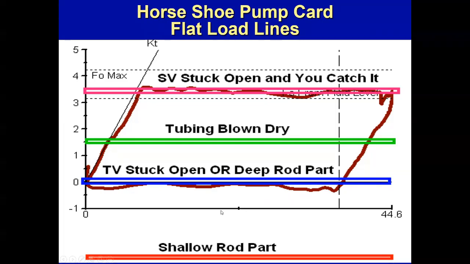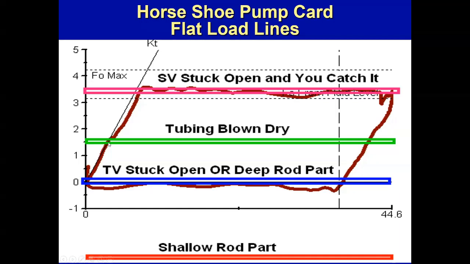If you have a shallow parted rod, that will be below the zero load line. If you have a traveling valve stuck open, then it goes up and down and never lifts loads. If you have a standing valve stuck open, the traveling valve carries the loads all the time, going up and down, and the flat dyno card will be up here. If you have a tubing blown dry, that will be above the zero load line, because there are some rods in the air, in this case in the gas, that are not submerged in liquid. So there is no buoyancy on the rod weight, and it's a heavier rod string as calculated by the software, which puts the flat dyno card above the zero load line.